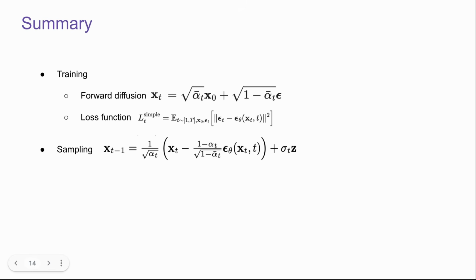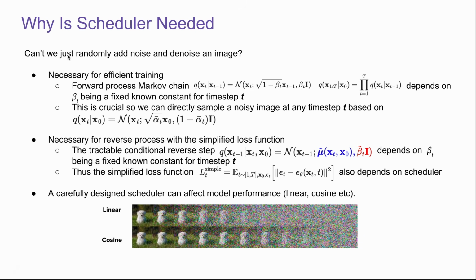And when we sample the noisy image at time step t minus 1, since it's a normal distribution with this as expectation, we can just sample z from a standard normal distribution and use the reparameterization trick to sample xt minus 1. Now, before we go into further details of the training and sampling steps, I want to use two questions to revisit what we have learned until now. First question is, why is the scheduler needed? Can't we just randomly add noise and denoise an image?